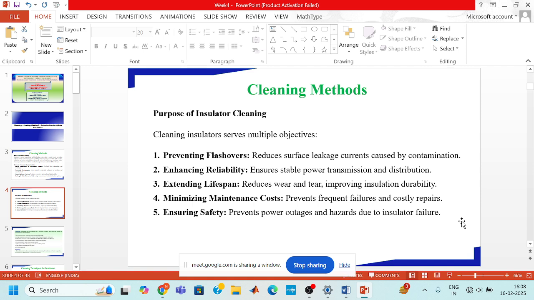Okay, and finally, the main measure is ensuring safety. It prevents power outages and hazards due to insulator failures. By applying proper cleaning methods to insulators, we can achieve these multiple objectives.